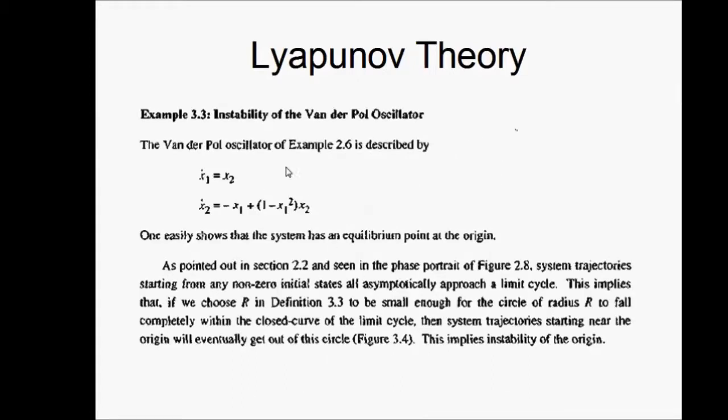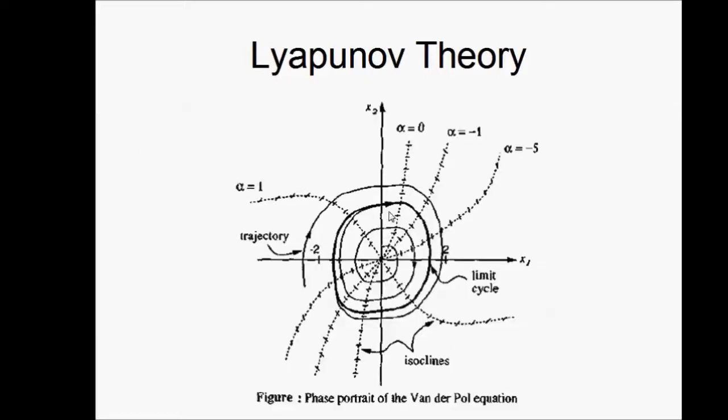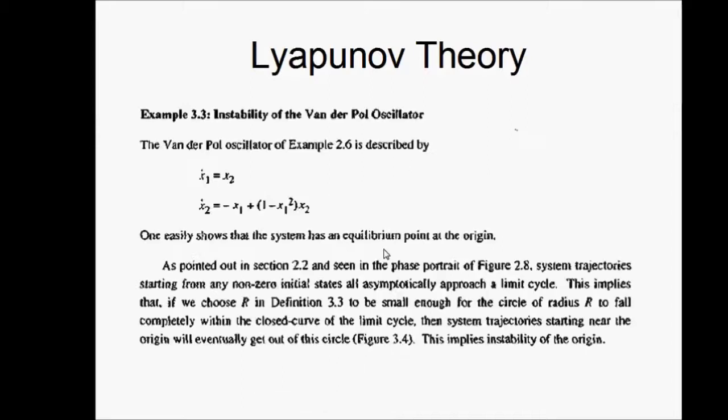However, if we look back at the equations, x1 dot, x2 dot, and look for the equilibrium points of the system, it is easy to see that the origin is the equilibrium point, because substituting x1 equal to 0 and x2 equal to 0, we have 0 on the right hand side. So the origin is an equilibrium point. Now, if I take a capital R to test the stability of this equilibrium point, we apply this definition.